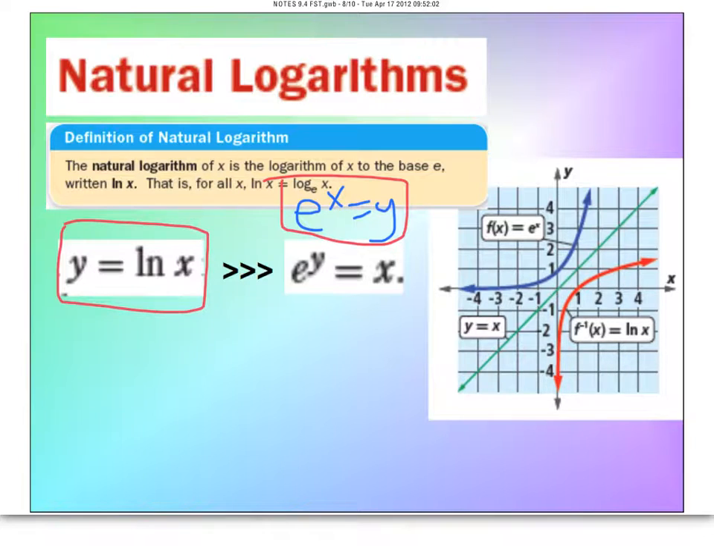Now, what do we know about the natural log of x? This actually does have a vertical asymptote. So its vertical asymptote is the equation x equals 0. The domain of the natural log here is all the x's greater than 0 because it can't ever equal it. And the range of this for the y's is all real numbers.